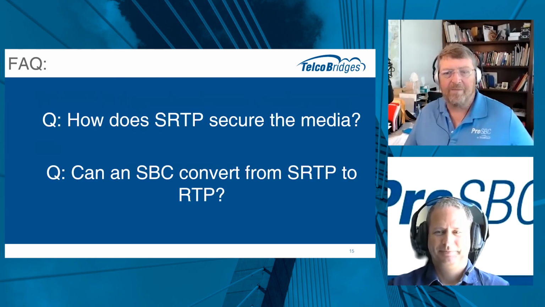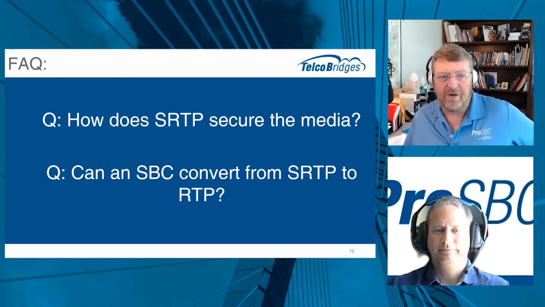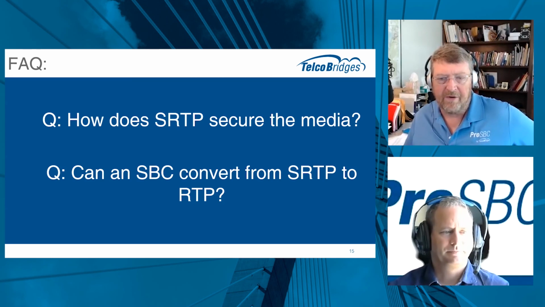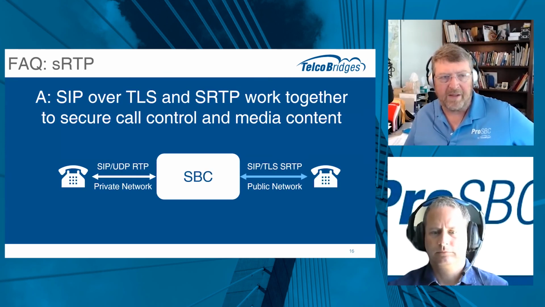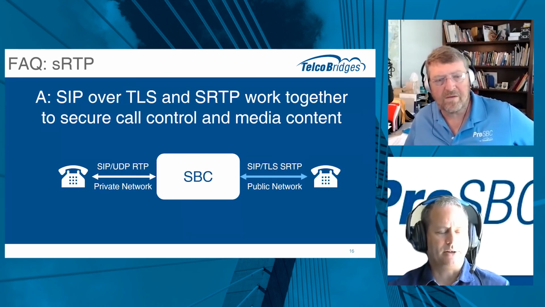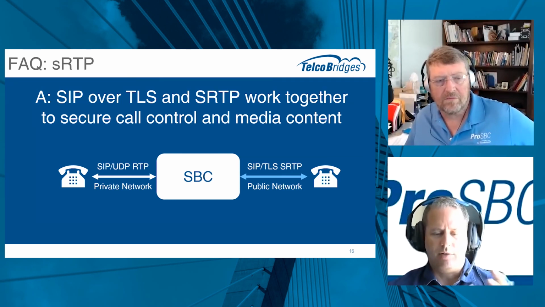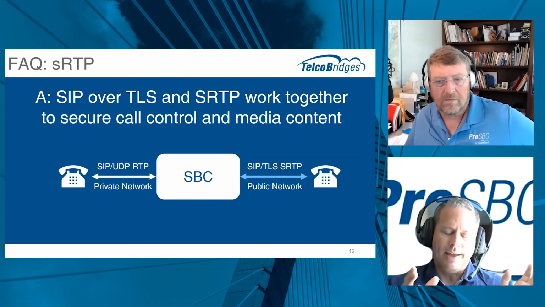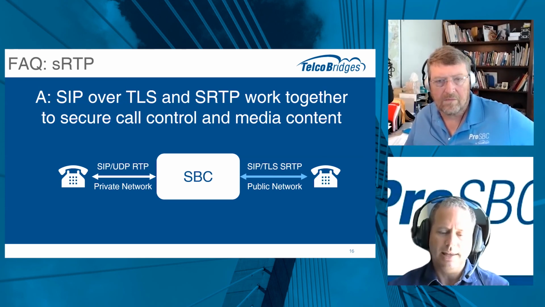Okay, so how does SRTP secure the media? And then how can an SBC convert from SRTP to RTP? You want to maybe explain this? Yeah, so with SRTP, we take the RTP information and we encrypt it, right? Just like in SIP, so you encrypt the data. So if you sniff on the network, you won't see anything. The difference here with RTP is that the encryption is negotiated in the SIP messages.